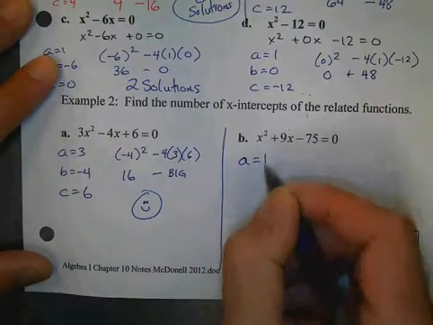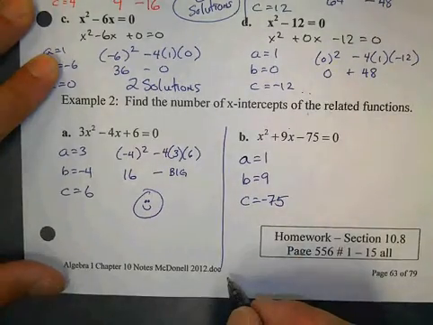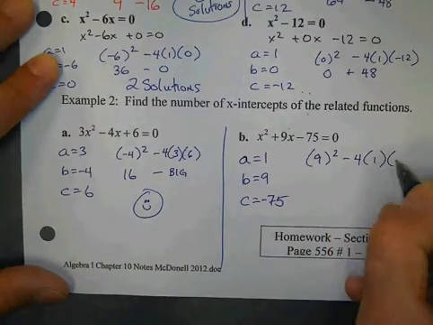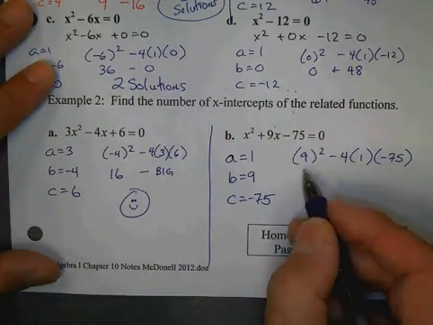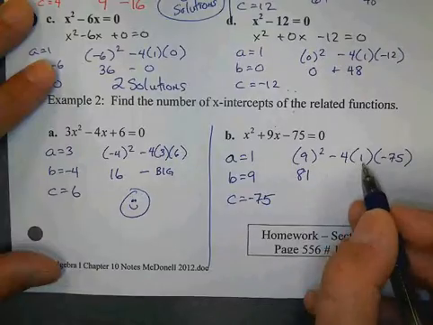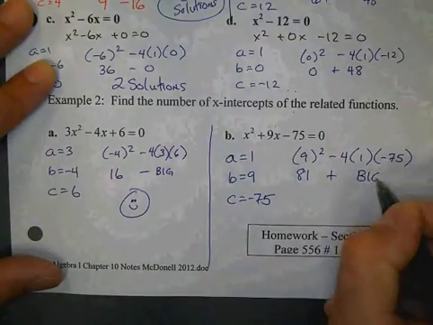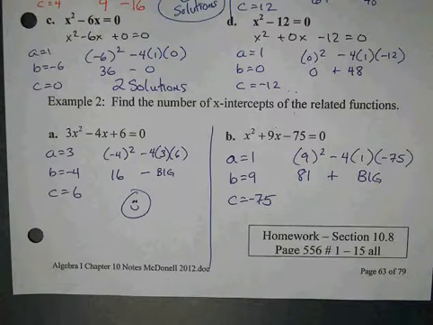A equals 1. B equals 9. C equals negative 75. 9 squared minus 4 times 1 times negative 75. Now watch, I'm going to do this without a calculator. 9 squared is what? A negative times a positive times a negative is a what? So plus a big number. Do I care what it is? A positive plus a big number is a what? Positive. Therefore, I have a positive number. Noah's given it to me. 2 solutions.